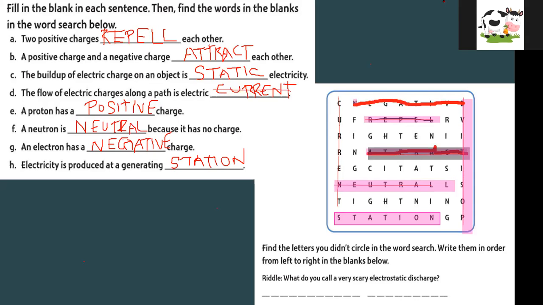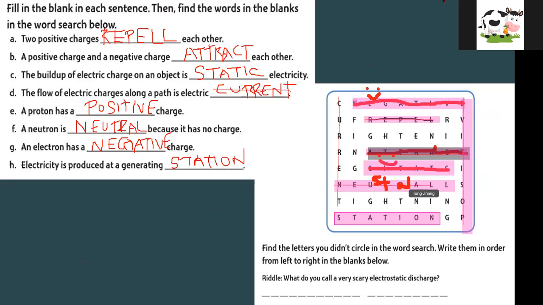And then we have, what's the last one? Did we get everything? 1, 2, 3, 4, 5, 6, 7, 8. 1, 2, 3, 4, 5, 6, 7. There should be one more. We found negative up there. Station? No, we found that. We found neutral. Did we find static? No, we didn't find static. Oh, that's one. It's so covered up. Static. Okay, good.